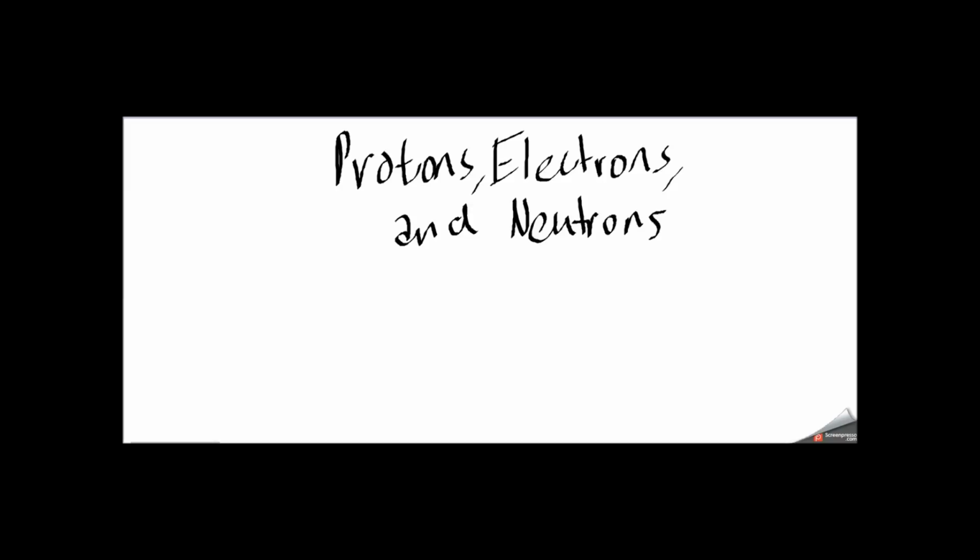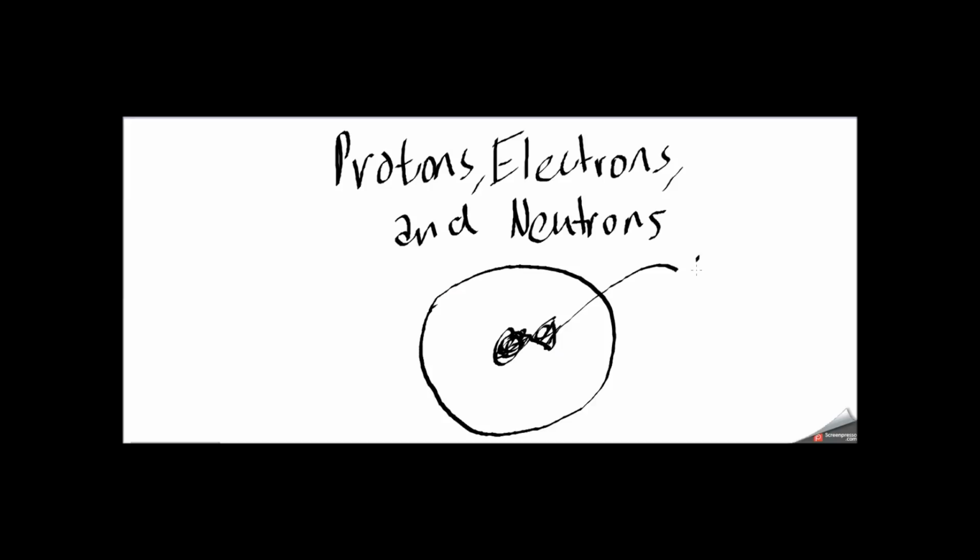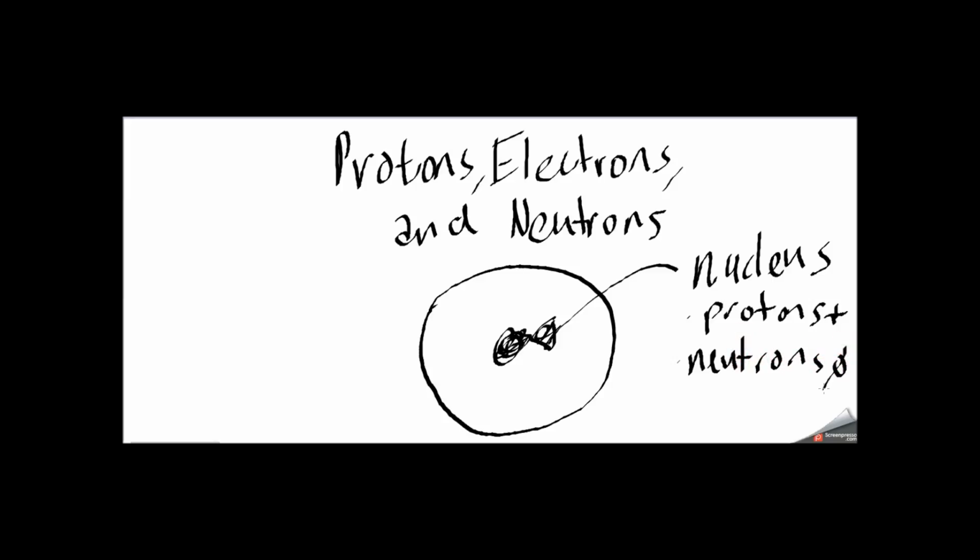So let's draw an atom out. This is my wonderful drawing of an atom, in which in the center is our nucleus. The nucleus consists of protons, which are positively charged, and neutrons, which have no charge. In these rings, at least they're represented like rings in diagrams. In real life, they just exist in clouds, are electrons.